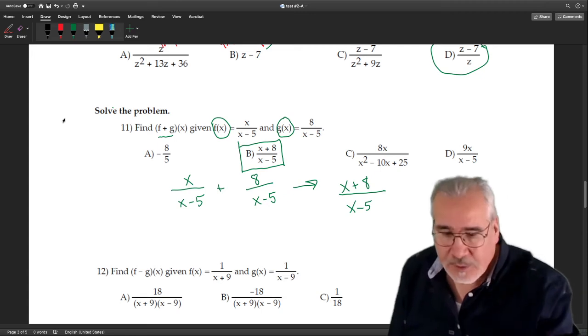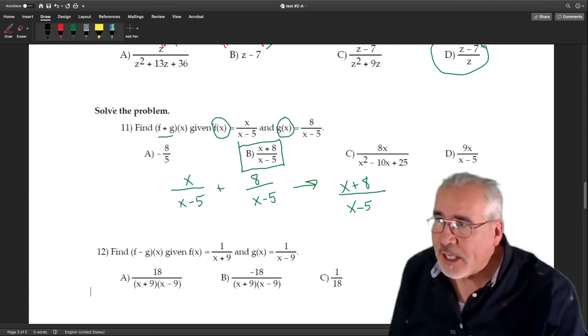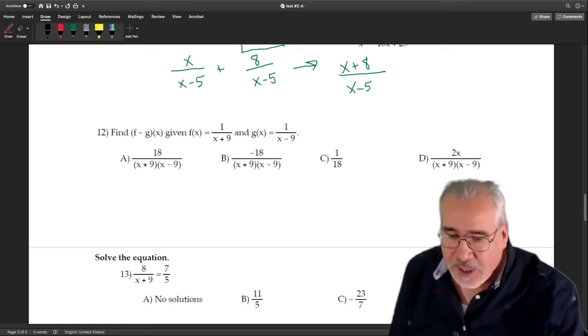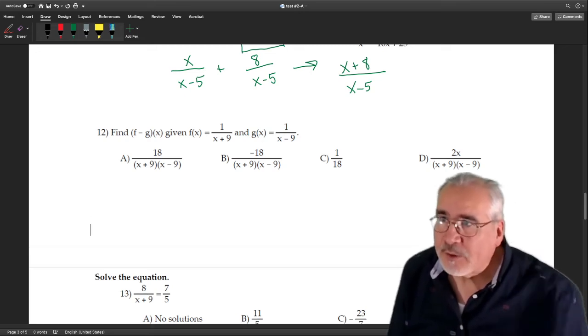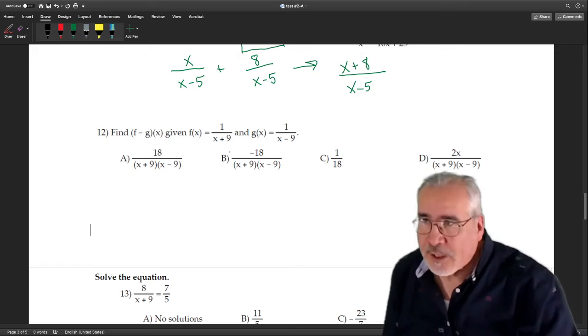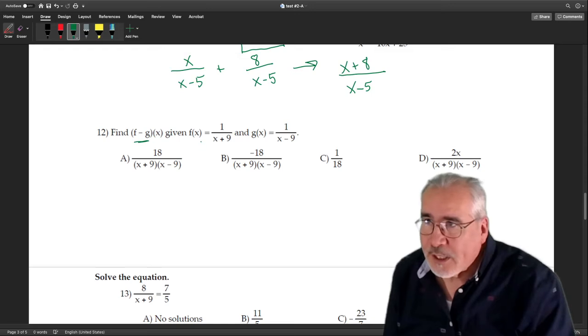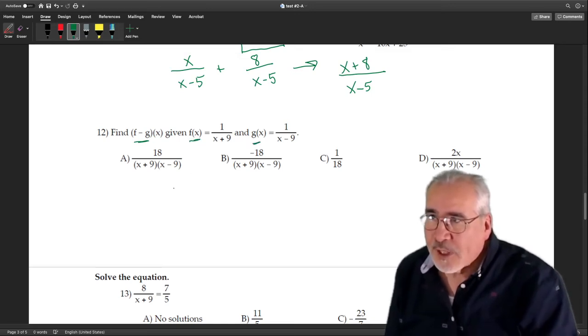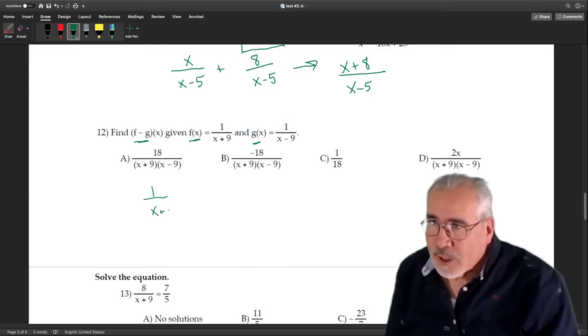See, take off a little bit of space. And now we're going to do some subtraction. And the problem we have, though, is we do not have common denominators. So this is going to be kind of two things. So again, we're subtracting the f function from the g function. So that is 1 over x plus 9 minus 1 over x minus 9.